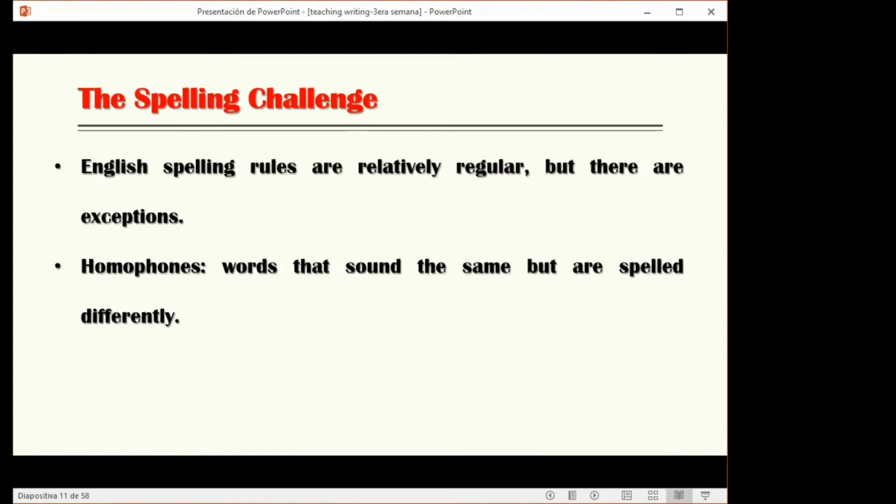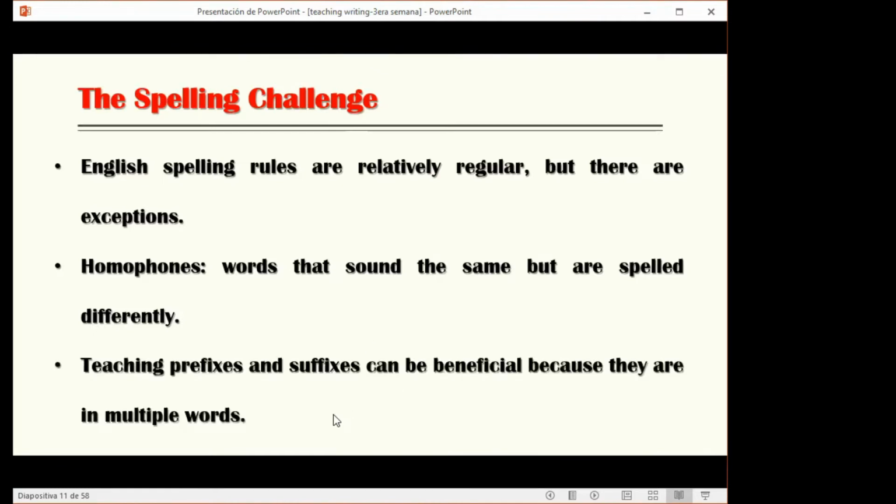All right. Now notice that here we have these kinds of tricks in the spelling. It's very important to teach our students, from the beginning and from higher levels, prefixes and suffixes. It can be beneficial because they are in multiple words. Remember, in English we have a lot of prefixes and suffixes, and it's very important for them to learn these prefixes and suffixes to expand their vocabulary, because if they know a suffix or prefix, they can create more words and more words and more words, right? Using prefixes and suffixes.